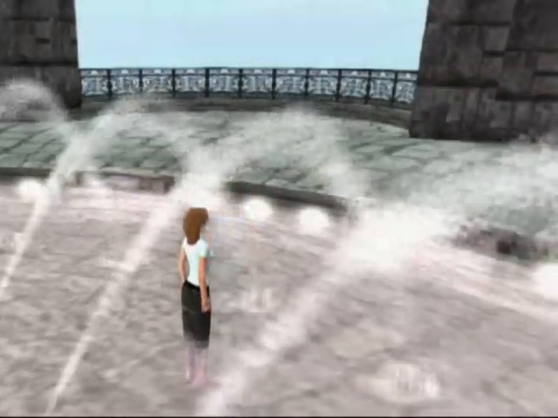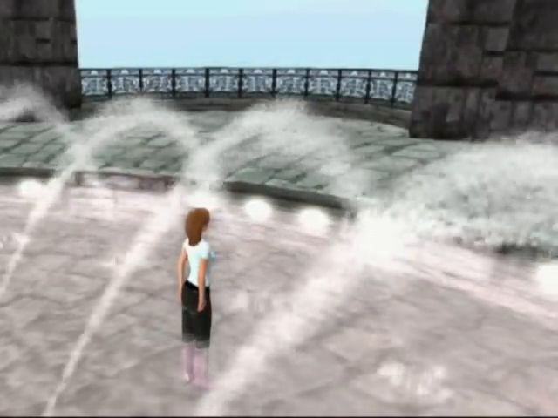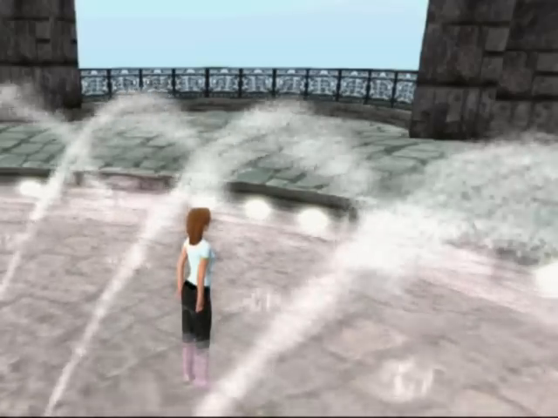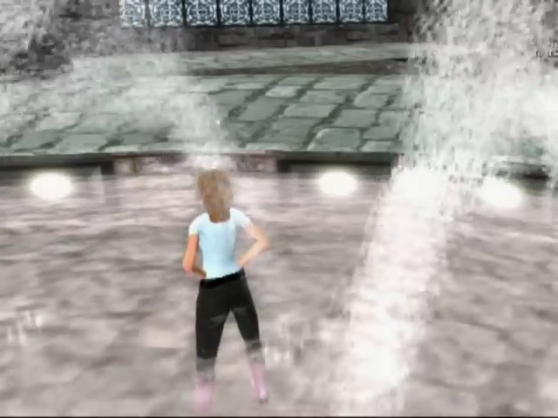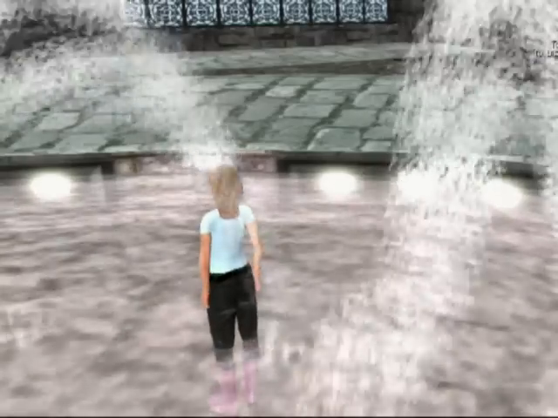Let's see that again. Here the water is above Tara's head, but it is not over her head until now. Before, Tara was below the water. Now she is under it.